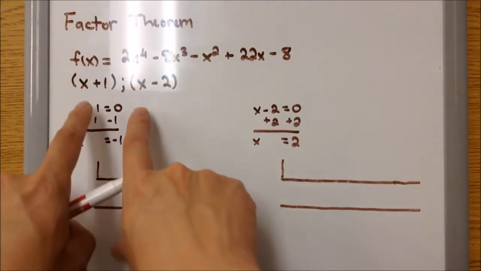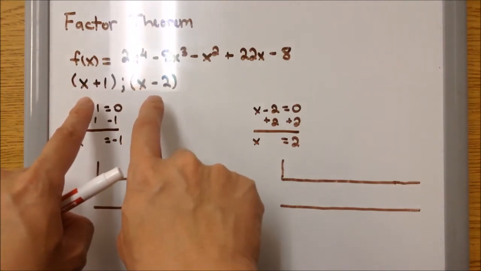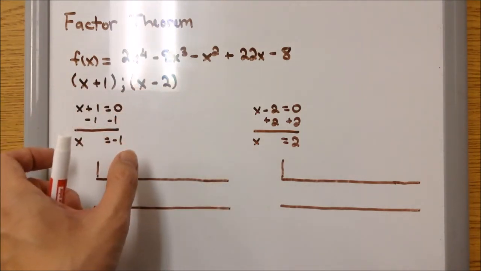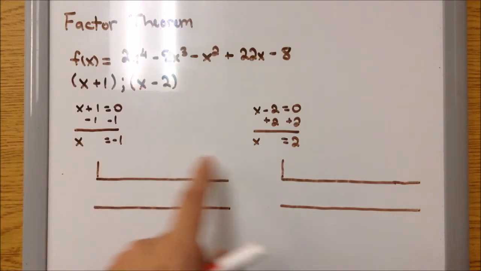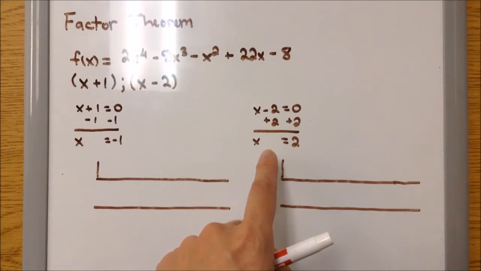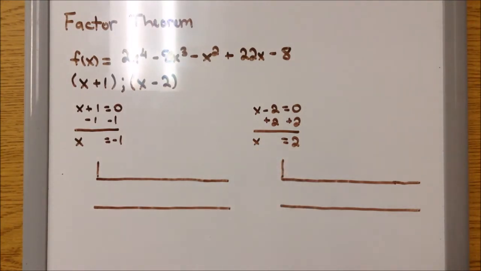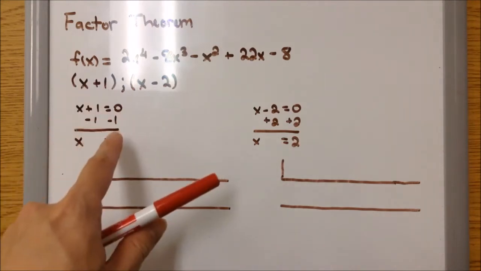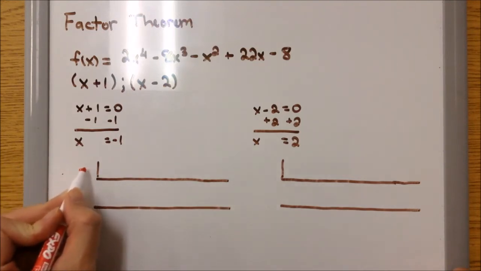Now we have our two factors right here: x plus 1 and x minus 2. So on the left, I solve x plus 1 equals 0, where x equals negative 1. And then over here, I solve x minus 2 equals 0, and then x equals positive 2. So first we're going to test out x plus 1, or the 0, x equals negative 1. So I'm going to put negative 1 here.